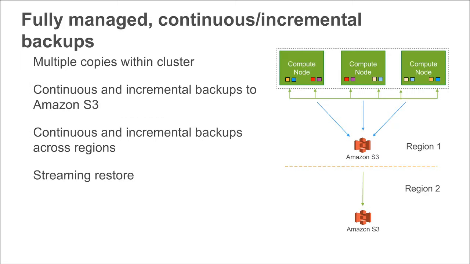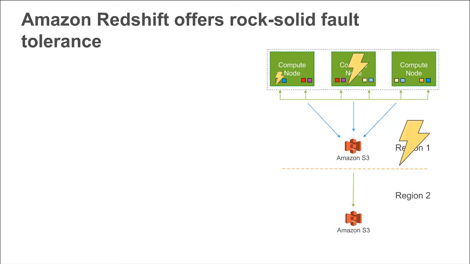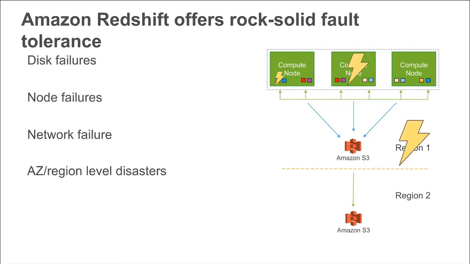With Redshift, you also get fully managed continuous incremental backups. That means as the data is being written, it is being backed up to S3, and you can copy the data from one region to another for backup and restore, in case you need a multi-region approach for your backup capabilities. Redshift also offers rock solid fault tolerance across regions, and it handles any disk failures and node failures, where the Redshift platform is able to rehydrate the disks or the nodes back into the cluster, thereby minimizing any failures that occur on the platform.